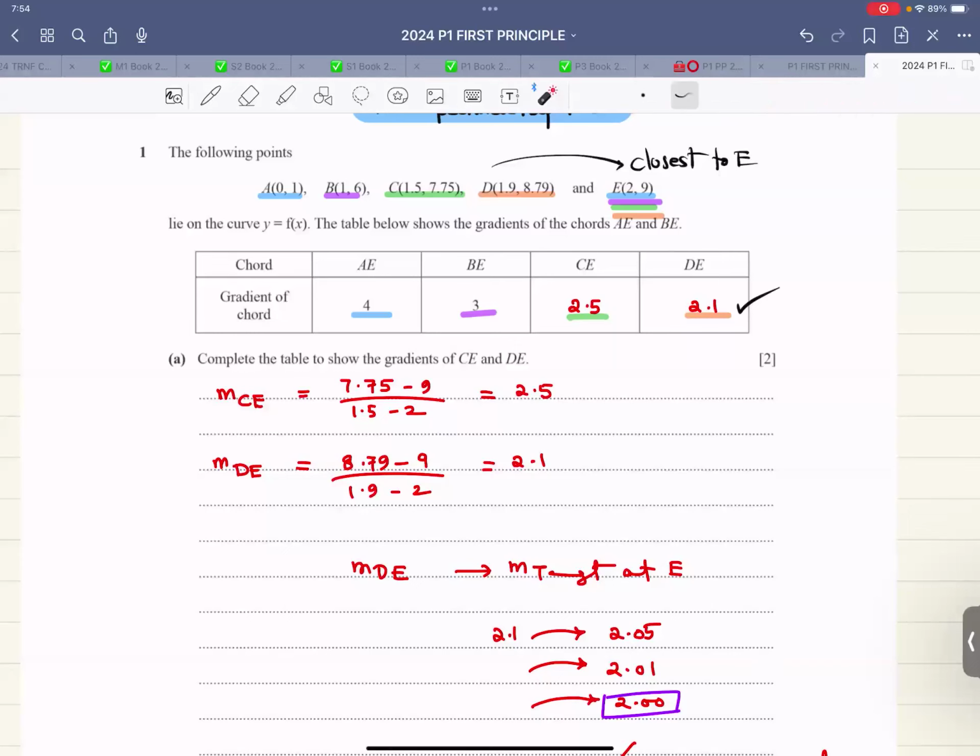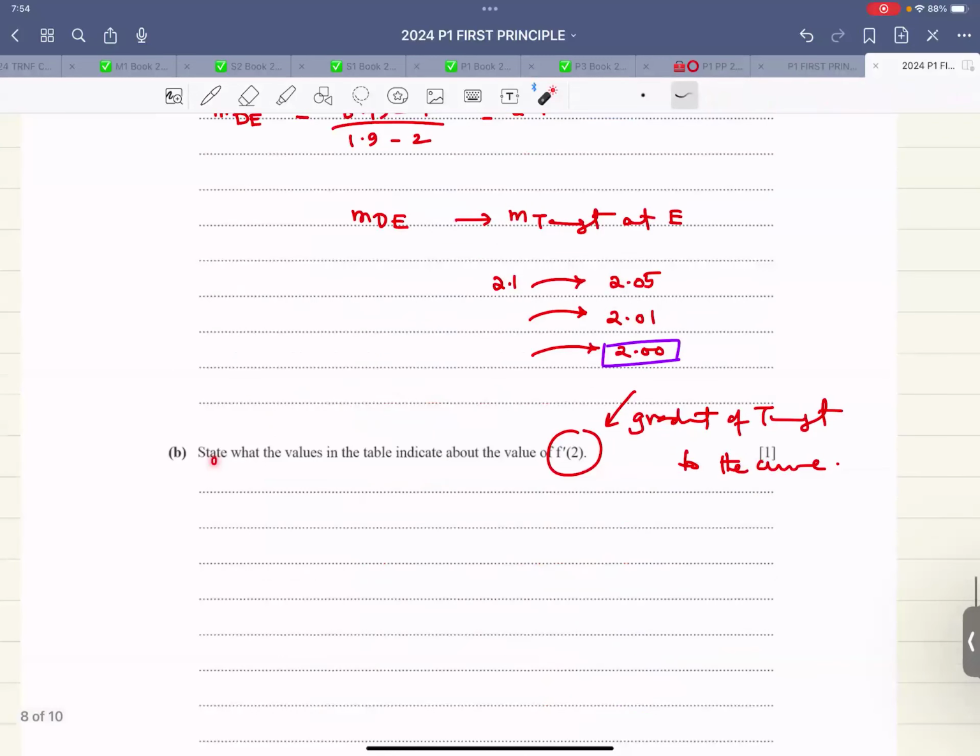They made you calculate the gradient between C and E. So that is just basic calculation. They made you calculate the gradient between D and E. That is again basic calculation. Complete the table to show the gradient CE and DE, and state what values in the table indicate about the value of f prime of 2.